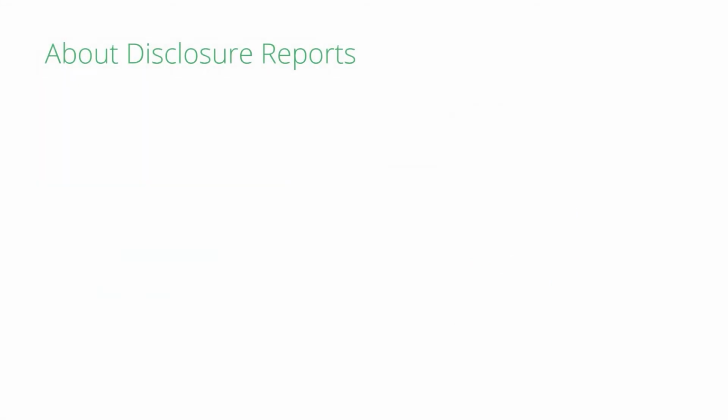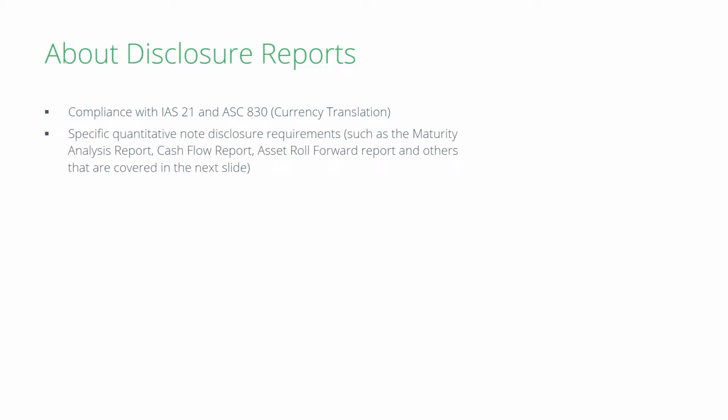About disclosure reports. Nakisa Lease Administration offers a wide variety of reports that are compliant with IAS 21 and ASC 830 that are used for currency translation. The reports offer specific quantitative note disclosure requirements such as the maturity analysis report, cash flow report, and asset roll forward, and others that are covered in the next slide.